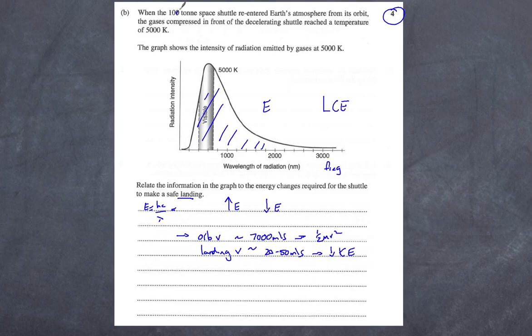I don't think you need to work anything with a 100-ton spacecraft, because what we don't have is the actual velocity values given in this situation to determine that as well. The fact that the gas is at 5,000 Kelvin tells you that this is the most predominant amount of energy released, and it's in the visible spectrum, and that's why we have it glowing probably as it goes down into the atmosphere, and it explains why we have the heating up from part A.